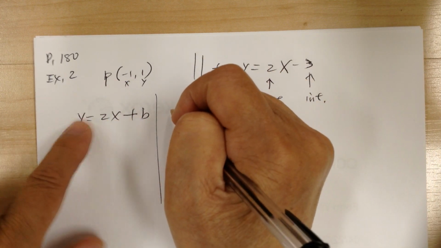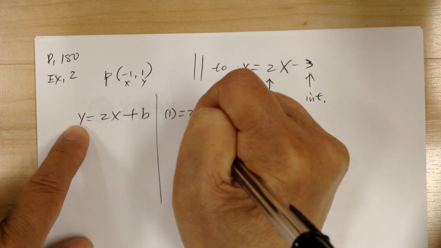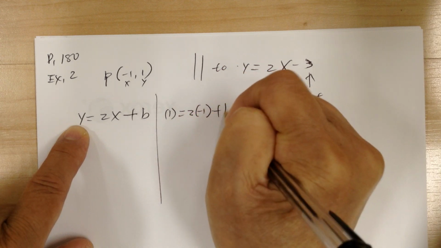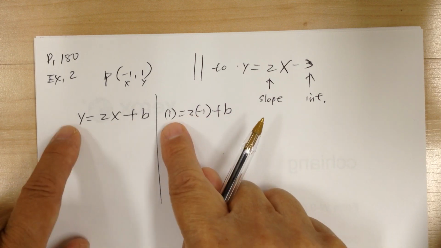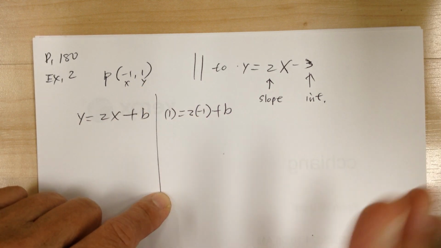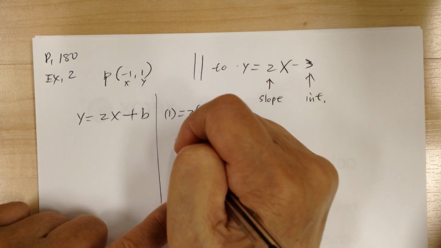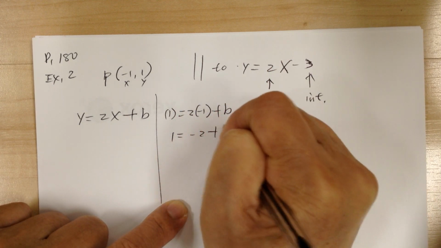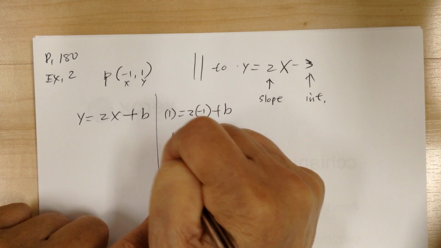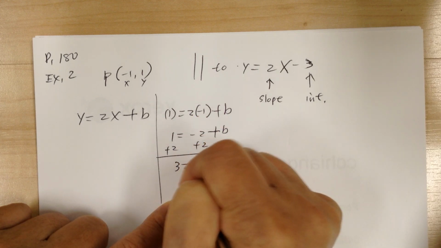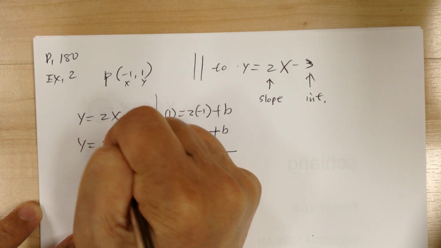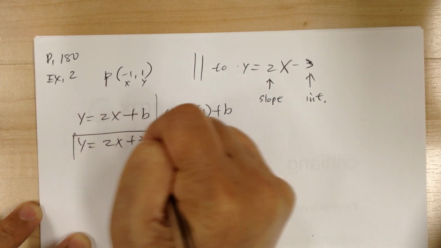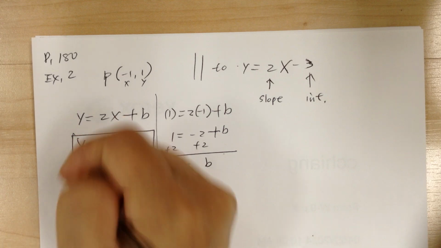So you're going to get 1 equal to 2 times negative 1 plus b, right? That's your x, that's your y. Again, whatever you substitute, put in parentheses. So you got 1 equal to negative 2 plus b, so plus 2 on both sides. So you got 3 equal to b. Once you find 3 equal to b, then you've got y equal to 2x plus 3. And that will be your answer.